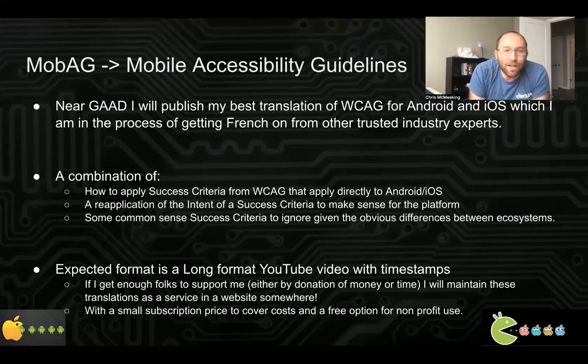This will cover a combination of how to apply success criteria from WCAG that apply directly to Android and iOS, a reapplication or rewording of the intent of the success criteria to make sense for the platform, and some common sense success criteria to ignore given the obvious differences between the ecosystems. One of the things that's frustrating to me about WCAG is, as great as it is, native mobile would almost be better off without it.